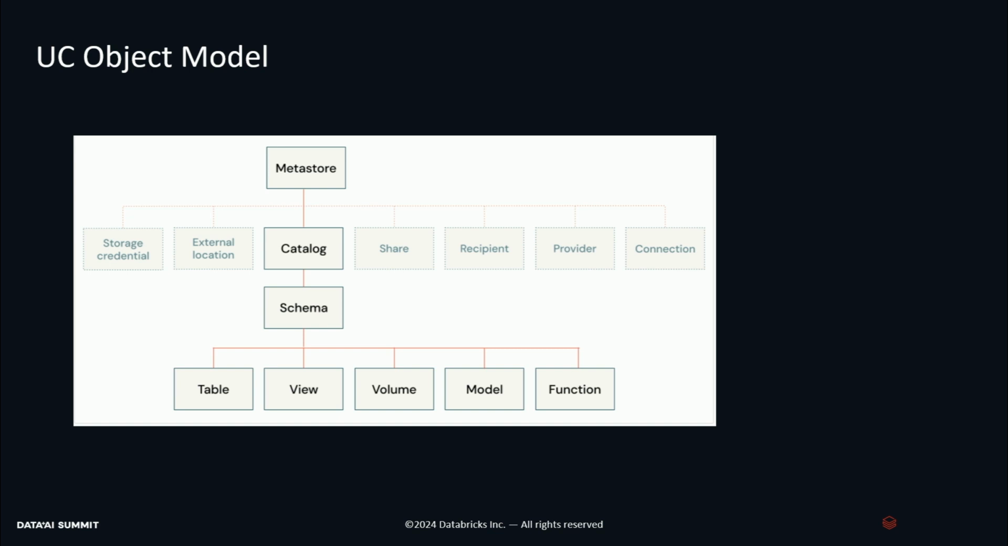Now this is your basic object model. At the top, it is basically the hierarchical model of all your Unity Catalog objects. Here, the metastore is the top level container where metadata for everything is stored. This manages access and governance for all the data assets.